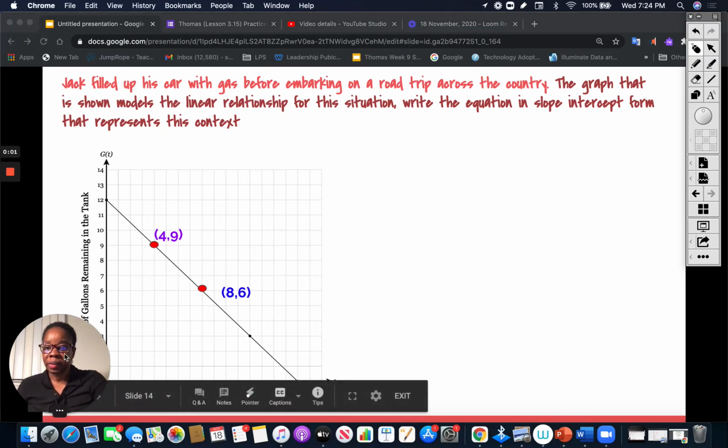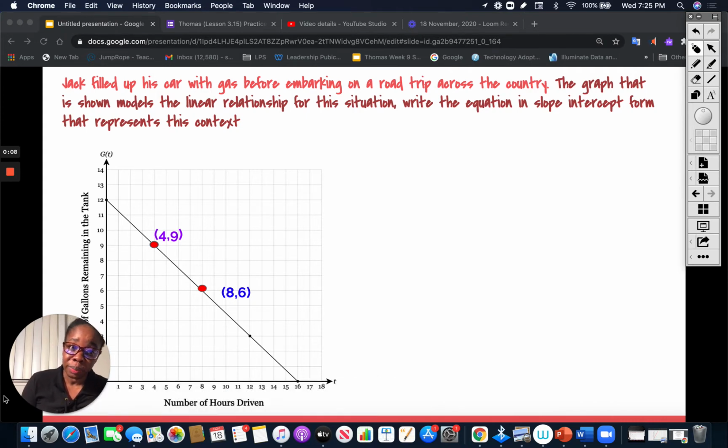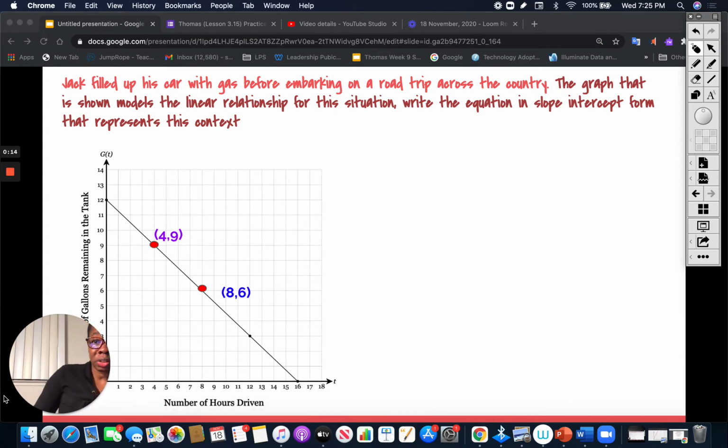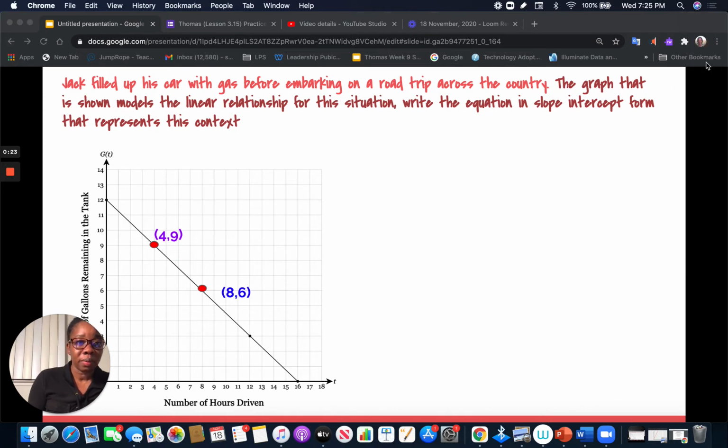All right, so this question says Jack filled up his car with gas before embarking on a road trip across the country. The graph that is shown models the linear relationship for this situation. We're to write the equation in the slope intercept form that represents this context. So let's go.